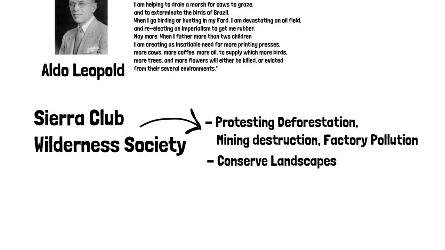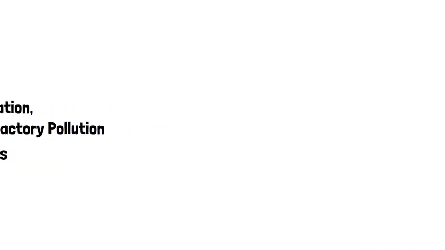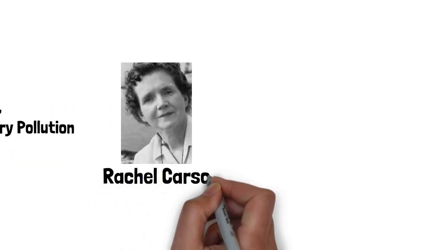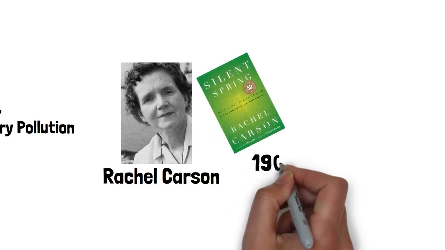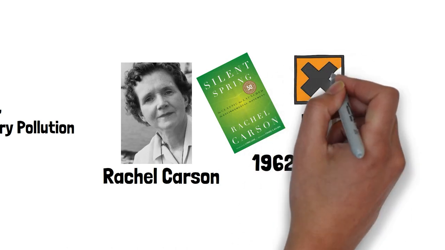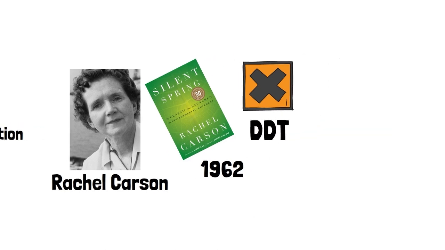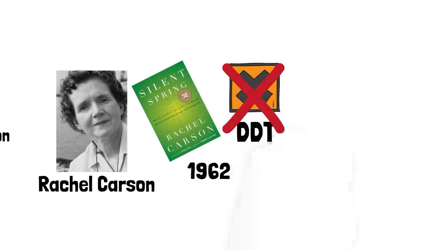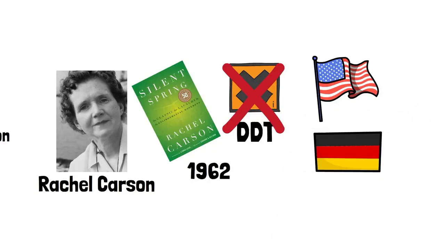However, it wasn't until later, with the publication of Rachel Carson's Silent Spring in 1962, when she pointed out that human-made chemicals, particularly pesticides such as DDT, were bad for the natural world. Almost a decade later, Silent Spring led to the banning of DDT in the United States and Germany.